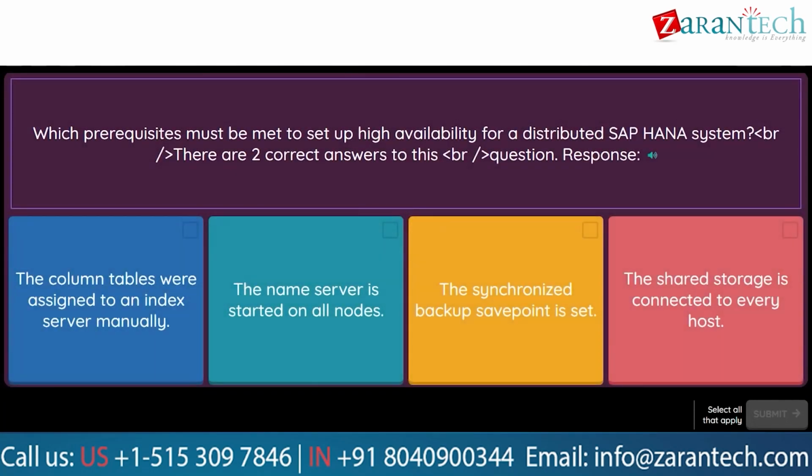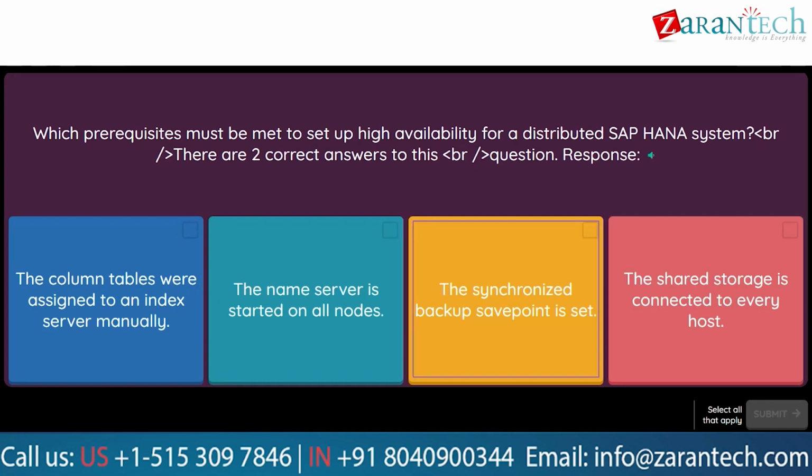Question: Which prerequisites must be met to set up high availability for a distributed SAP HANA system? There are two correct answers to this question. Option 1, the column tables were assigned to an index server manually. Option 2, the name server is started on all nodes. Option 3, the synchronized backup save point is set. Option 4, the shared storage is connected to every host.